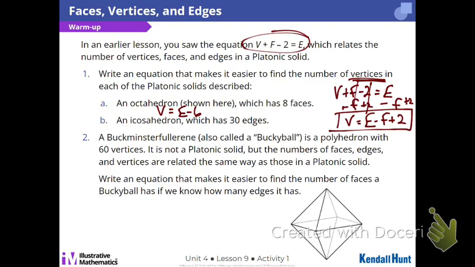So what's a little different about B? What information do I know from B that's different? Yeah, so JP, where should I put that? Where should I put it, JP? Yep. So if I go 30 minus F plus 2, I can combine my 30 and my 2 to make what? 32 minus F, right? So V equals 32 minus F.